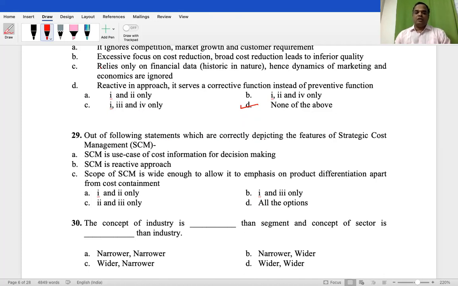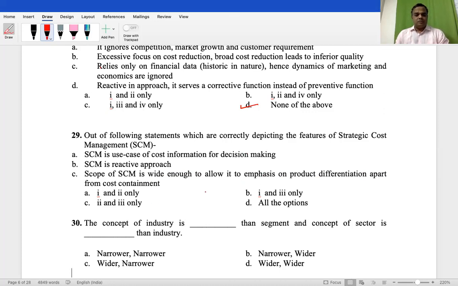Out of the following statements, which correctly display the features of strategic cost management? Nothing but what are the features of strategic cost management? First, strategic cost management is the use of cost information for decision making. Next, strategic cost management is a reactive approach. Third, the scope of strategic cost management is wide enough to emphasize product differentiation apart from cost containment. So, what are the correct features?